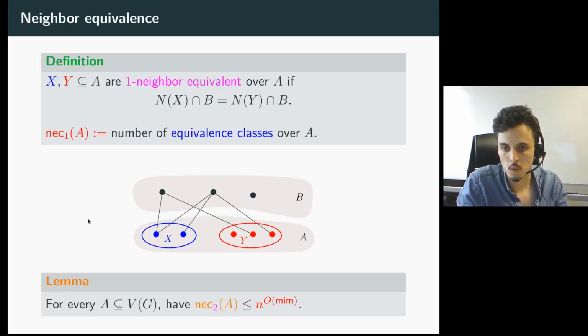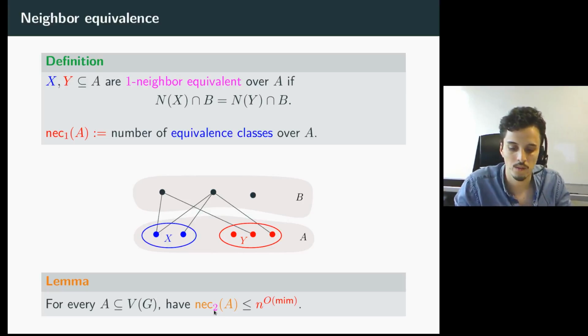And we can use this equivalence relation with Mim-width because we have this upper bound on the number of equivalence classes. And you can see that this is not a 1, this is a 2, and this is not a typo. In fact, we use equivalence classes where we don't require that the two subsets have the same neighborhood in B. We require something stronger. But I will not talk about this equivalence relation because it is more complicated to define, and we will not see why we use this stronger equivalence relation.